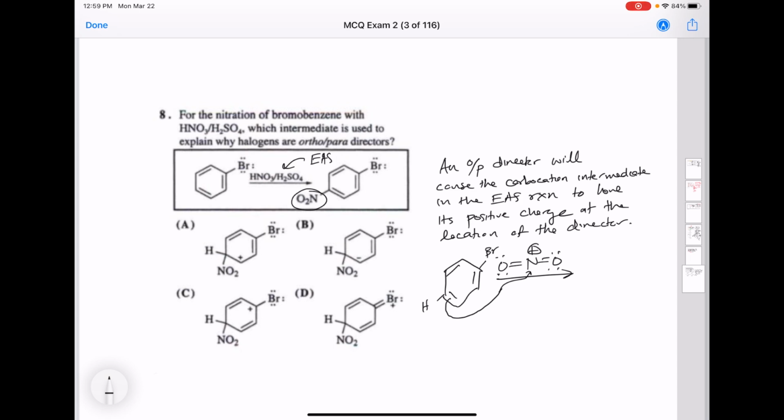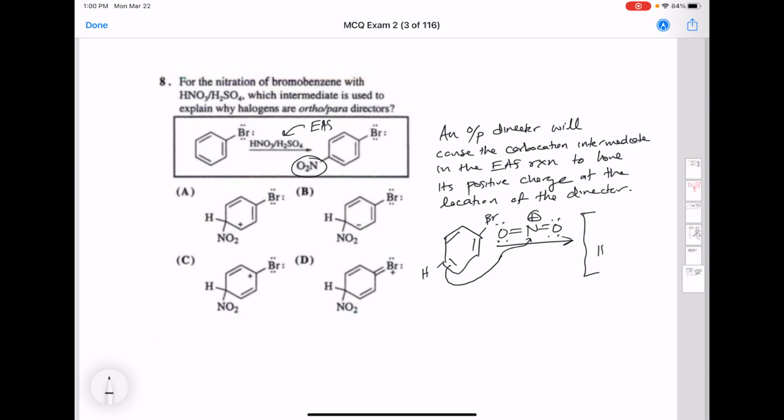What's going to happen is that a double bond in the ring is going to go out. The electrons in that double bond are going to go out and form a new bond with the NO2. And this gives the following intermediate. Because we have removed that double bond, there's a positive charge on a carbon in the ring.